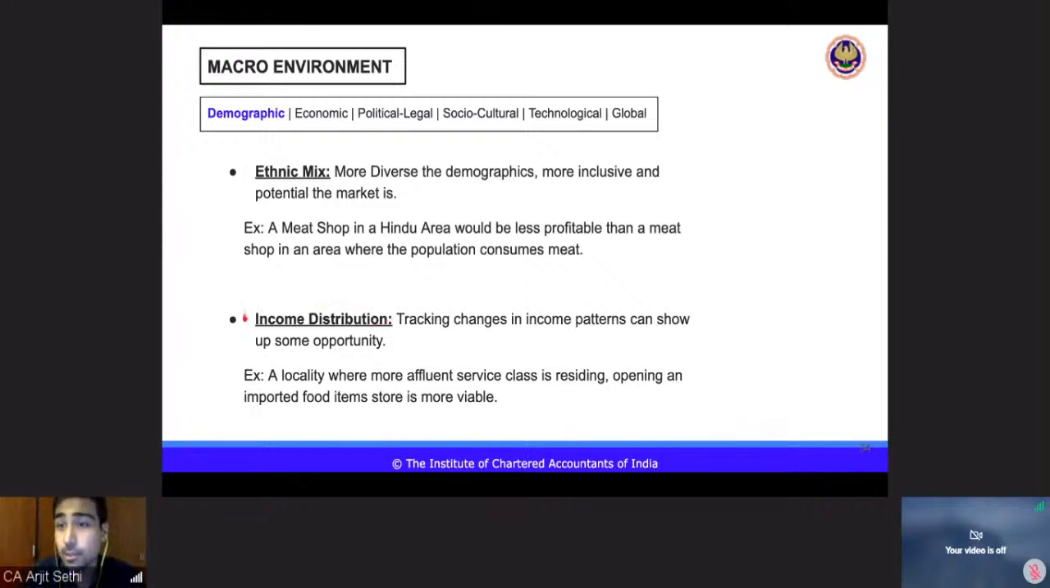Coming to income distribution, you have to track changes in the income patterns, which can show up some opportunity.